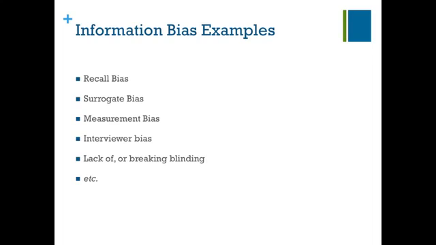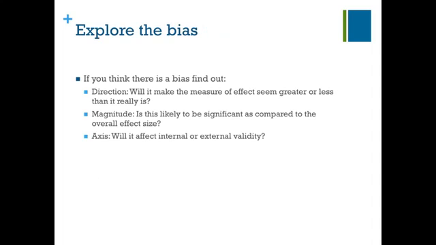Information bias can also take place when blinding is absent or broken. This is just a small sampling of the information biases. If you suspect a bias, try to find out the key features of direction, magnitude, and axis.